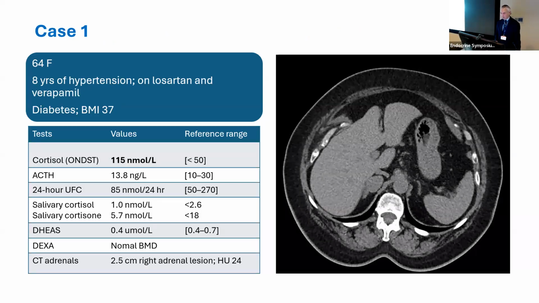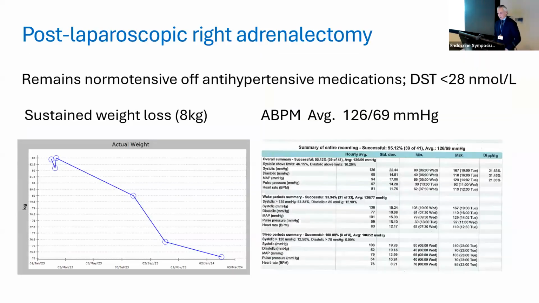They had 24-hour blood pressure monitoring every year, echocardiograms, bone density scans, etc. This patient was randomized to adrenalectomy, and Professor Palazzo carried out a laparoscopic adrenalectomy in 2023. What you can see here is the sustained weight loss up to now of about 10 kilograms following adrenalectomy. In addition, this patient remains normotensive and managed to stop both antihypertensives. You can see here at the 2-year follow-up the 24-hour blood pressure reading with an average blood pressure of 126 over 69 millimeters of mercury. So a really excellent result, but this is one patient.